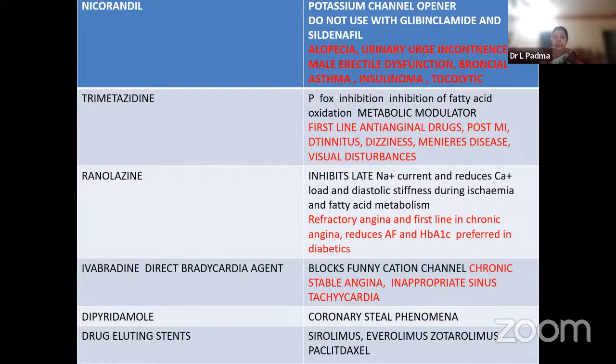Nowadays, we directly go on to drug-eluting stents, that is sirolimus, everolimus, zotarolimus, as well as paclitaxel. There is a spelling mistake; it is paclitaxel. They are all immunosuppressives, and hence they will most often prevent restenosis, and hence the longevity will be good along with the maintenance drugs.